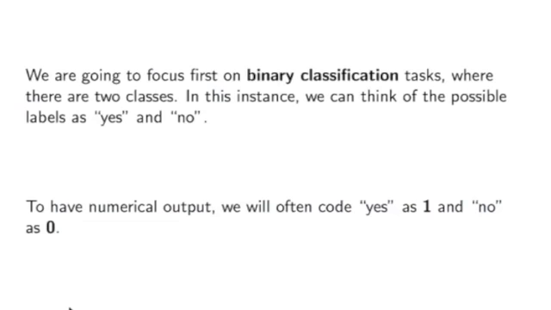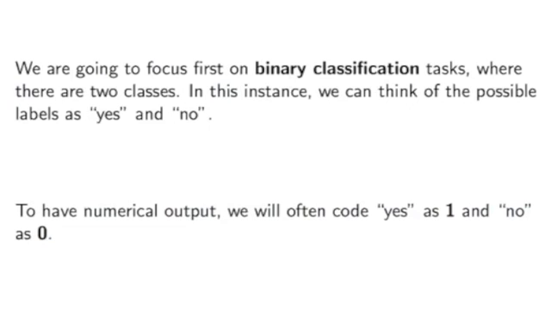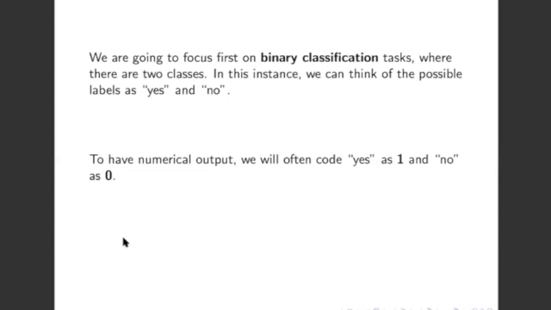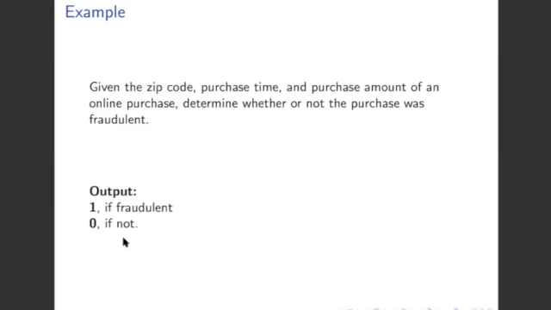Since we're dealing with mathematical things, it helps to have numbers. So we'll often code yes as 1 and no as 0. For example, we might be looking at online purchases. We might know the zip code, the purchase time, and the purchase amount of an online purchase, and we might need to determine whether or not the purchase was fraudulent. So our output could be 1 if the purchase is fraudulent, and 0 if not.